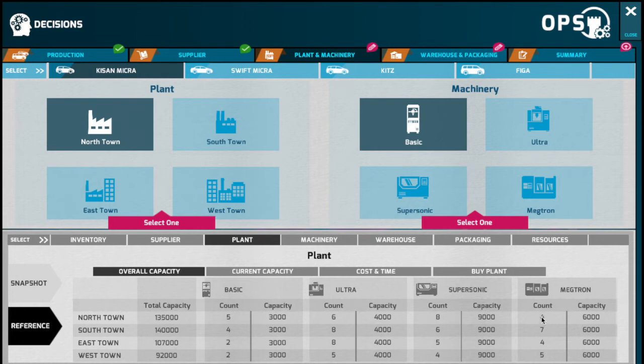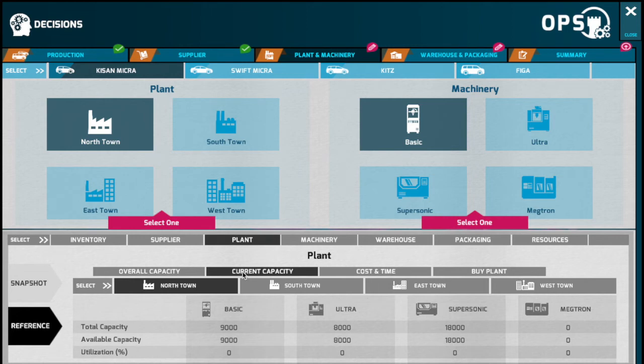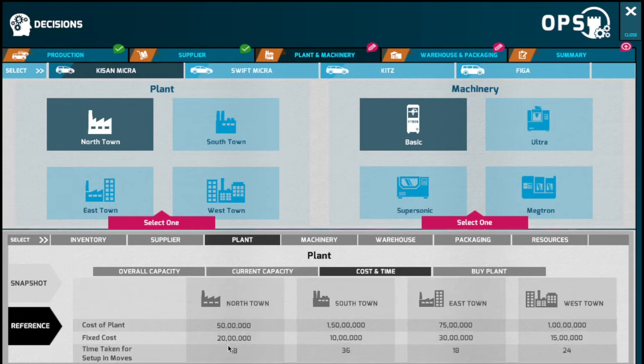For example, in the Northtown plant, one would be in a position to install only about 8 supersonic machines, each having a capacity of about 9,000 units. The teams also could look at their current capacity in order to understand the currently available capacity and the utilization percentage as they start producing more products. The information on cost and time provides the details of the time it takes to commission a plant and the overall cost the team would need to incur in order to commission a plant.